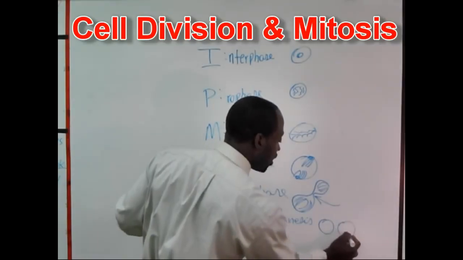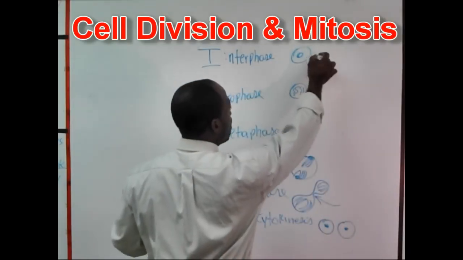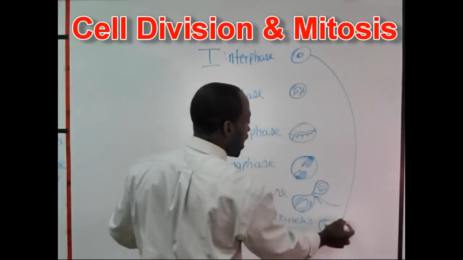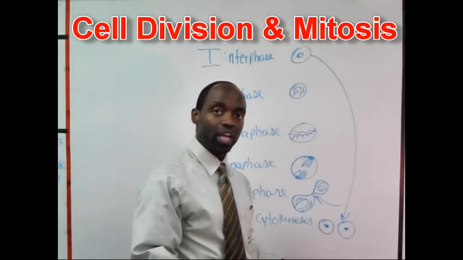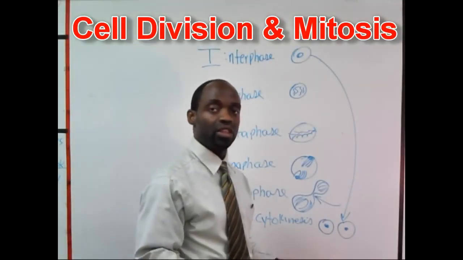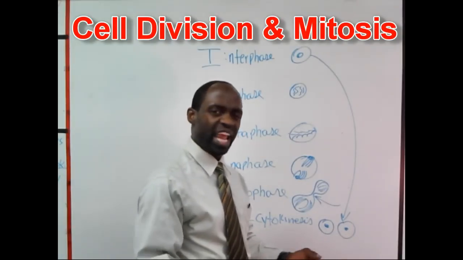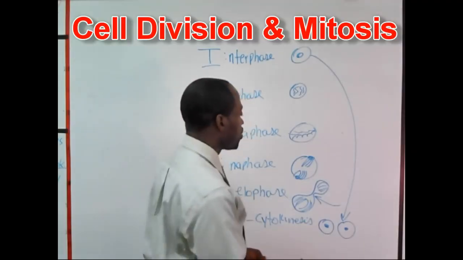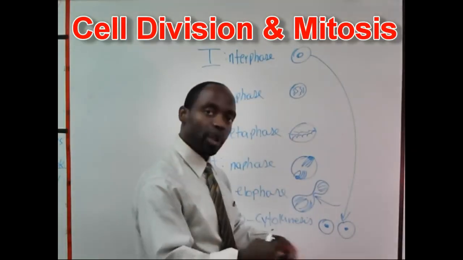Then I'm going to come down here now. The cleavage has been completed, and we started with one cell and ended up with two cells. Then the two cells are going to beget 4, and the 4, 8, and the 8, 16, and the 16, 32, and then the 32, 64, and the 64, 128, and so forth. It's just trying to show you how the cell divides and replicates itself.